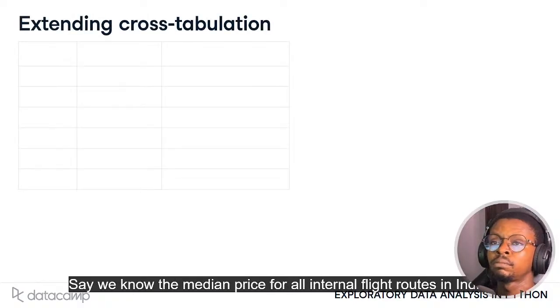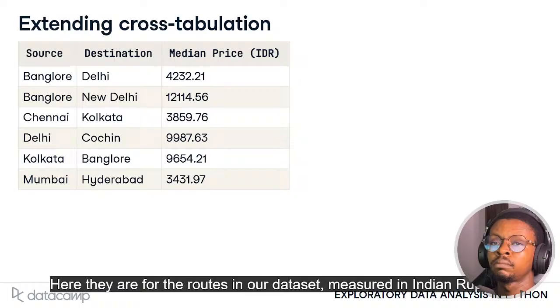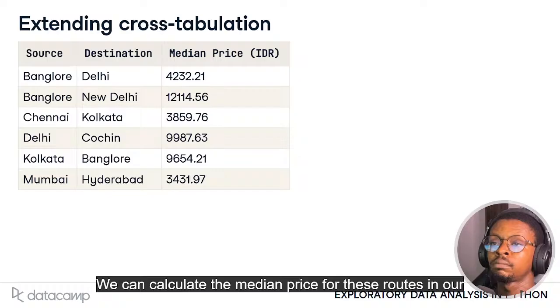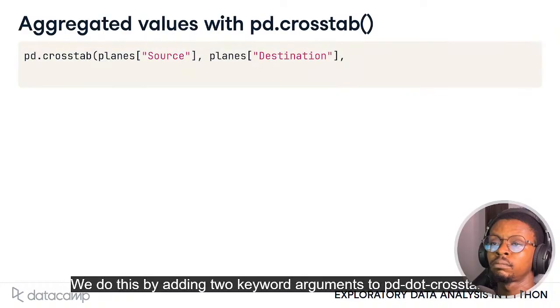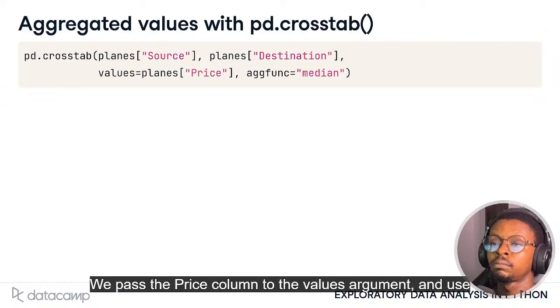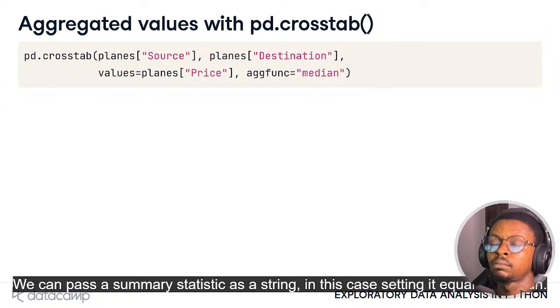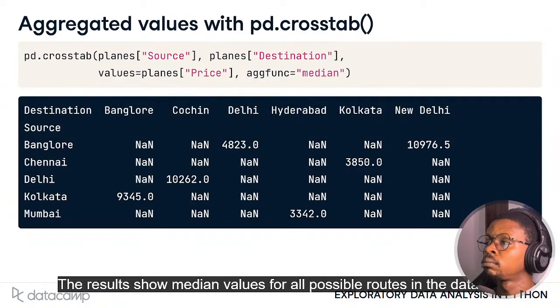Say we know the median price for all internal flight routes in India. Here they are for the routes in our dataset, measured in Indian rupees. We can calculate the median price for these routes in our DataFrame and compare the difference to these expected values. We do this by adding two keyword arguments to pd.crosstab. We pass the price column to the values argument and use aggfunc to select what aggregated calculation we want to perform. We can pass a summary statistic as a string, in this case setting it equal to median. The results show median values for all possible routes in the dataset.